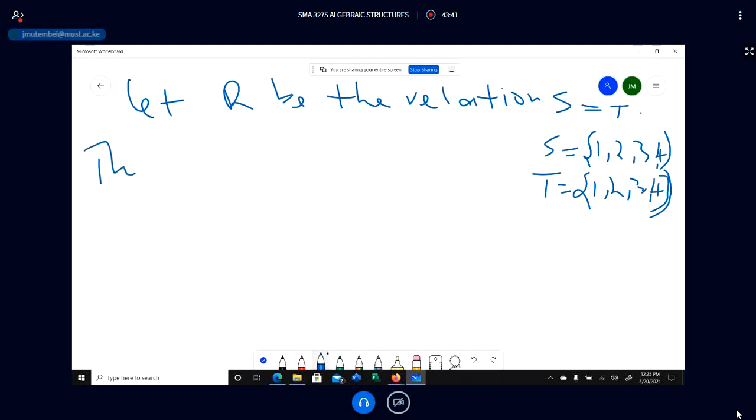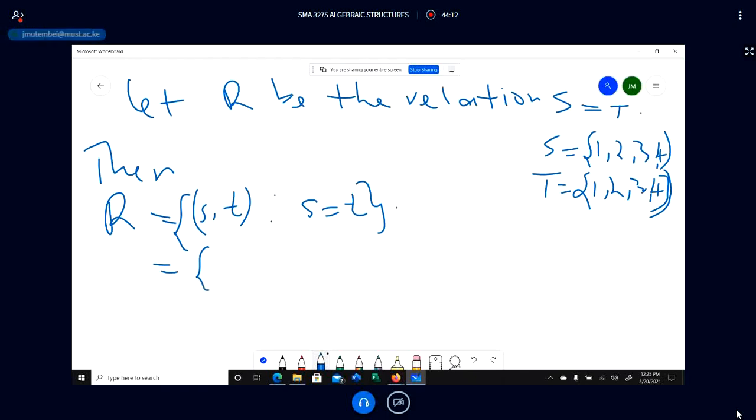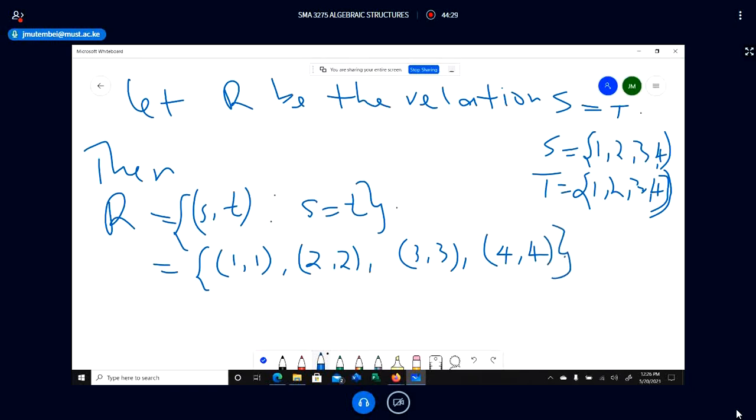So then, the relation R will comprise of ordered pairs (s, t) such that S is equal to T. That will comprise my R, which we can write as, where S is equal to T, the ordered pairs (1,1), (2,2), (3,3), and (4,4). Those are the pairs that will satisfy the relation R.